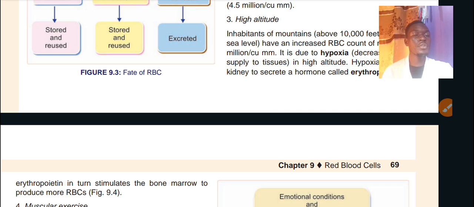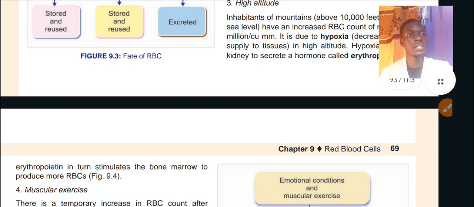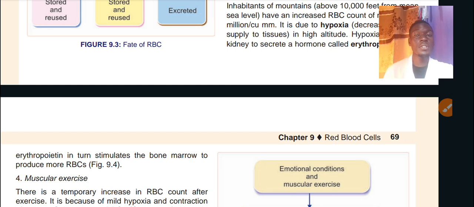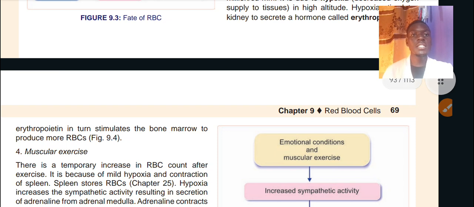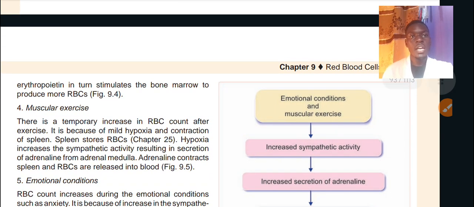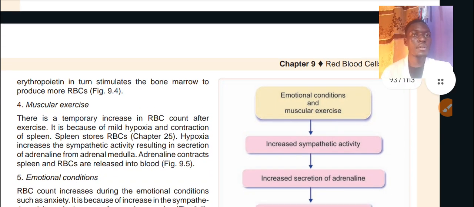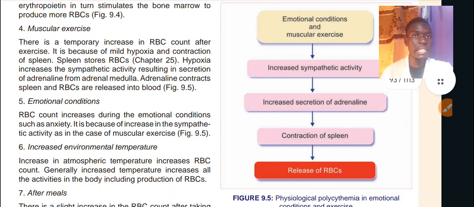Therefore, you expect hypoxia, where the cells will not get enough oxygen, and therefore we shall have stimulation of erythropoietin in the kidneys, and the kidneys will secrete it, and this will be taken to the bone marrow, enabling growth of more red blood cells. Sexual activity and also emotional conditions can lead to secretion of adrenaline, which will cause the contraction of the spleen, which releases red blood cells. Mainly, that is a sympathetic activity.